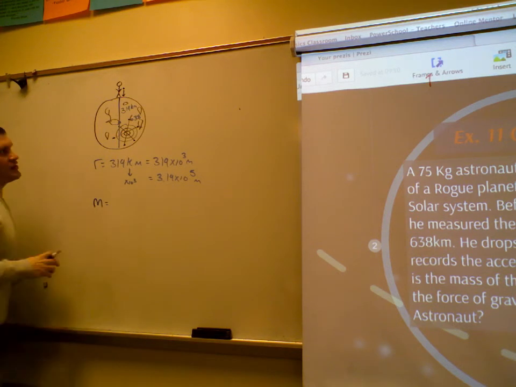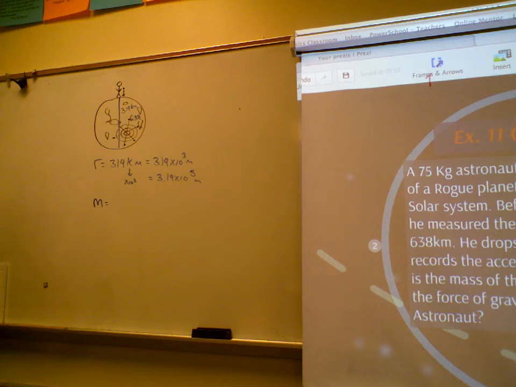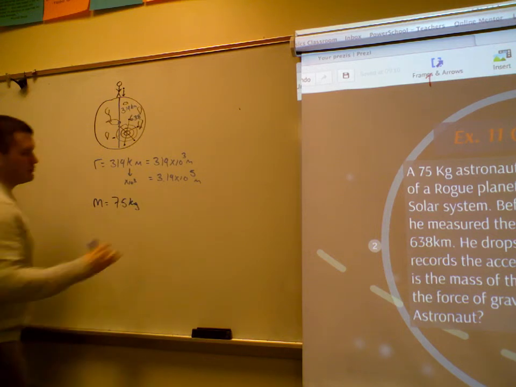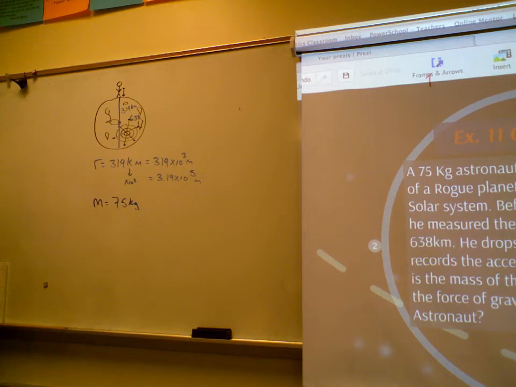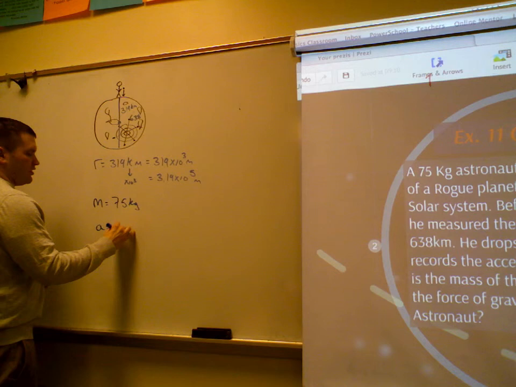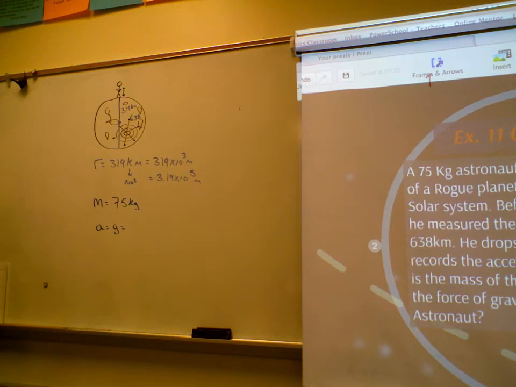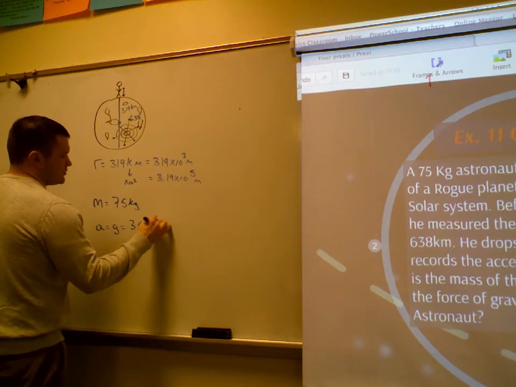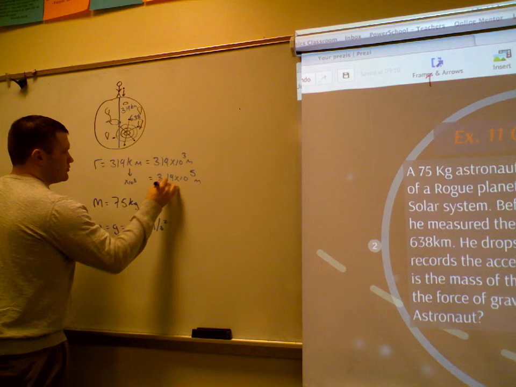We know the mass of the astronaut is what? 75 kilograms. Okay, what else do we know? The acceleration due to gravity. So little a or little g. What is that? 3.6 meters per second squared.